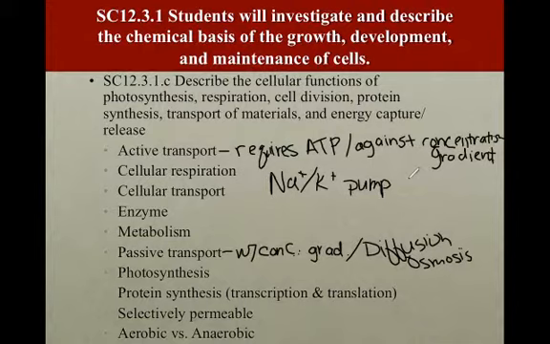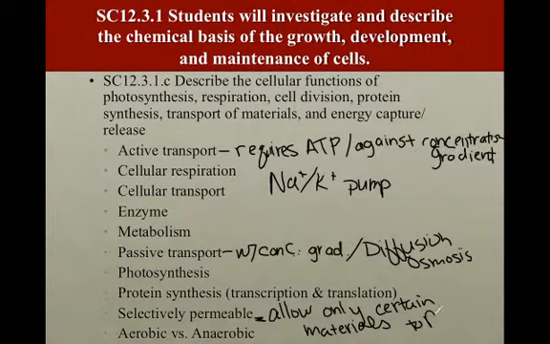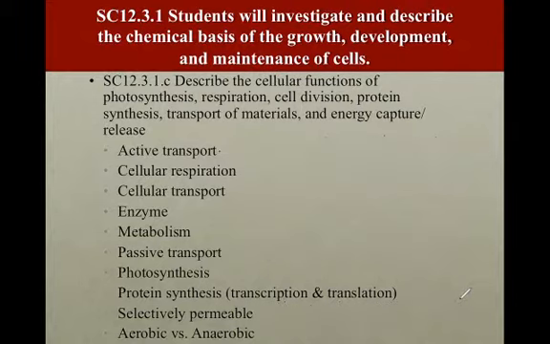Cell membranes are selectively permeable, allowing only certain materials to pass. That's because part of it is hydrophobic and part of it is hydrophilic. Okay, I think that's all about transportation. Let's look at cellular respiration.